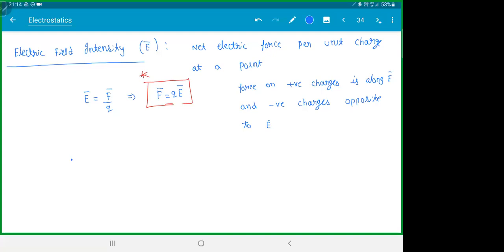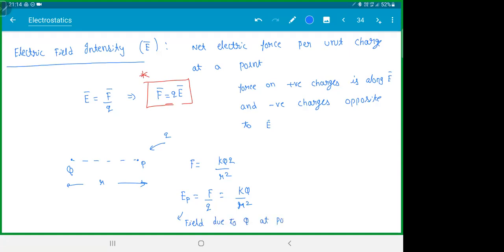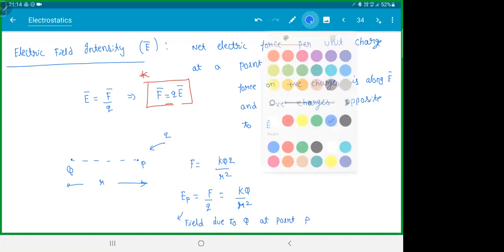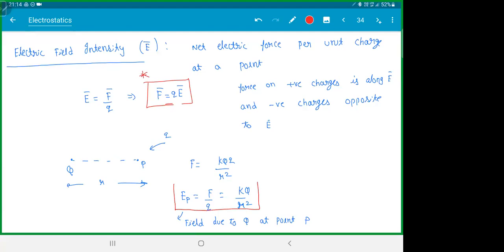Next thing, from this definition, if you have a charge capital Q here, and a point P here, and let's say you bring a small charge q here, the force will be KQq by R square. So the field at point P due to this charge will be, the definition is F by q, so KQ by R square. This is the field due to capital Q at point P. So field due to a point charge is KQ by R square.